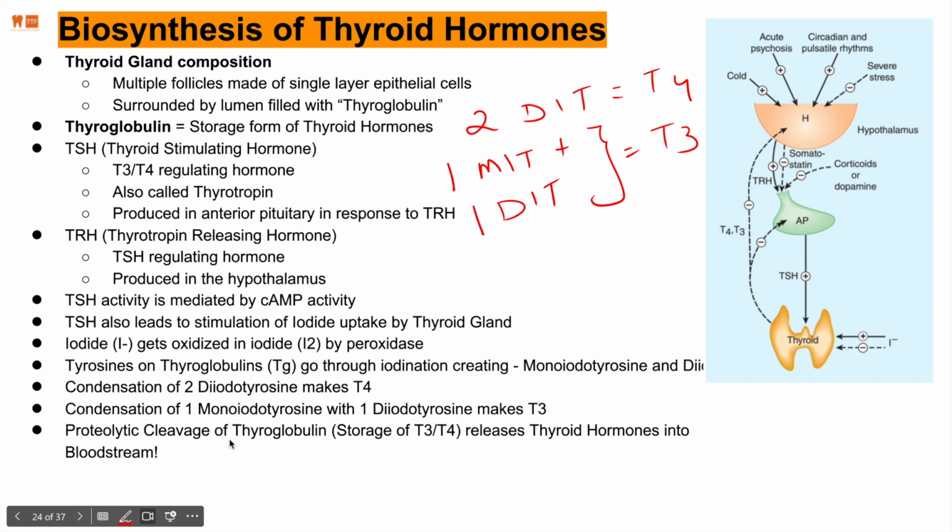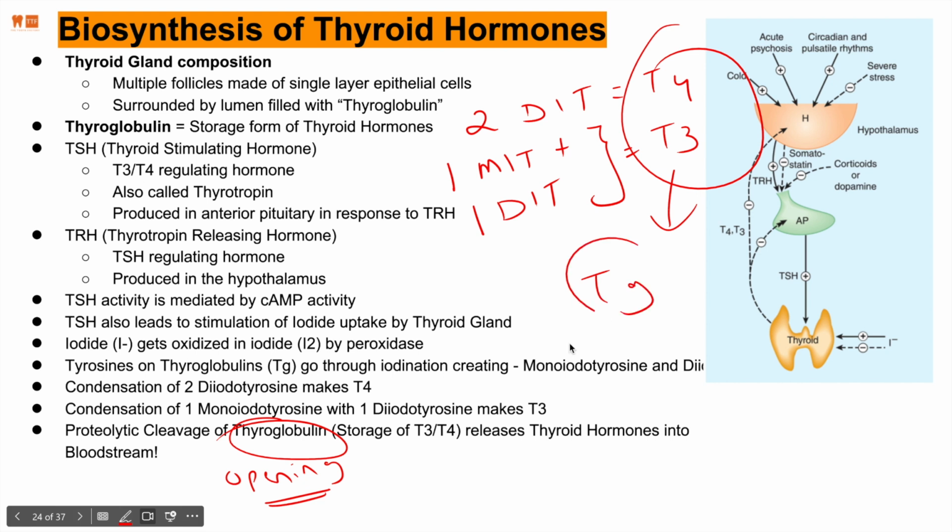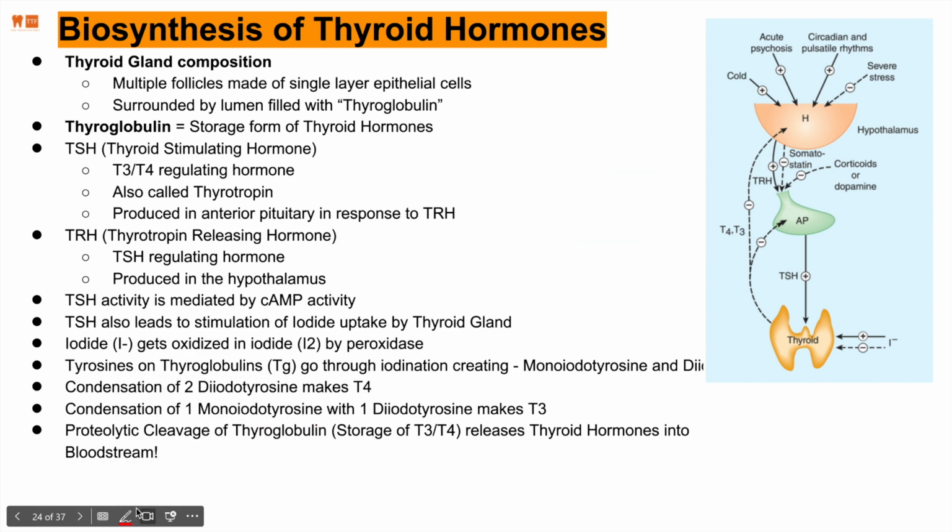Proteolytic cleavage of thyroglobulins, basically opening the doors, will then store these two inside of thyroglobulin. And then it releases thyroid hormones into the bloodstream based on TSH activity. Hopefully that whole mechanism is clear, you guys. If not, please do pause and ask questions in the comments and we'll be sure to reply.